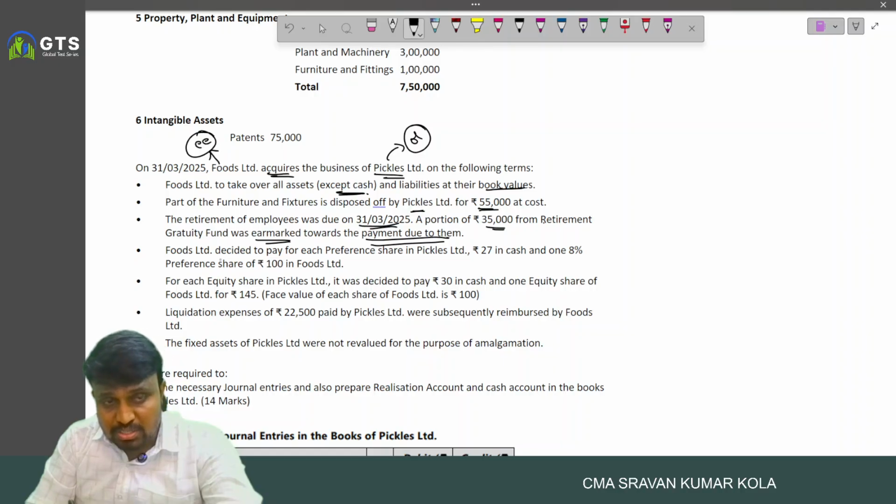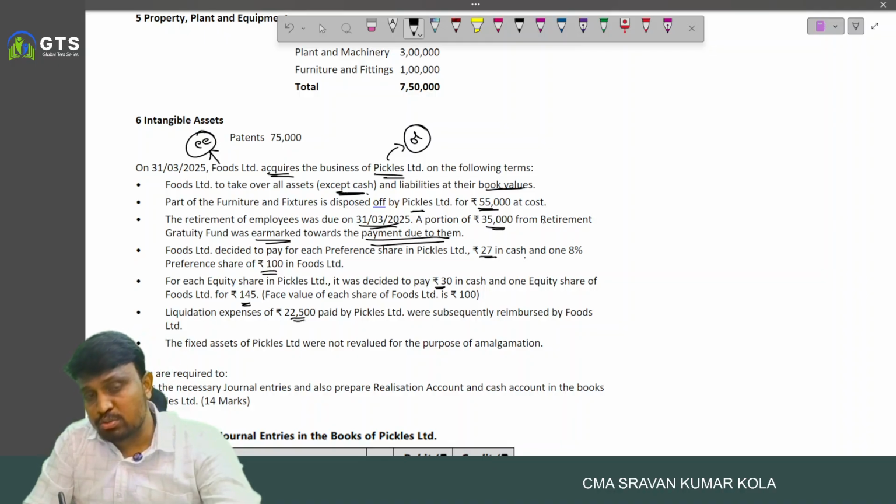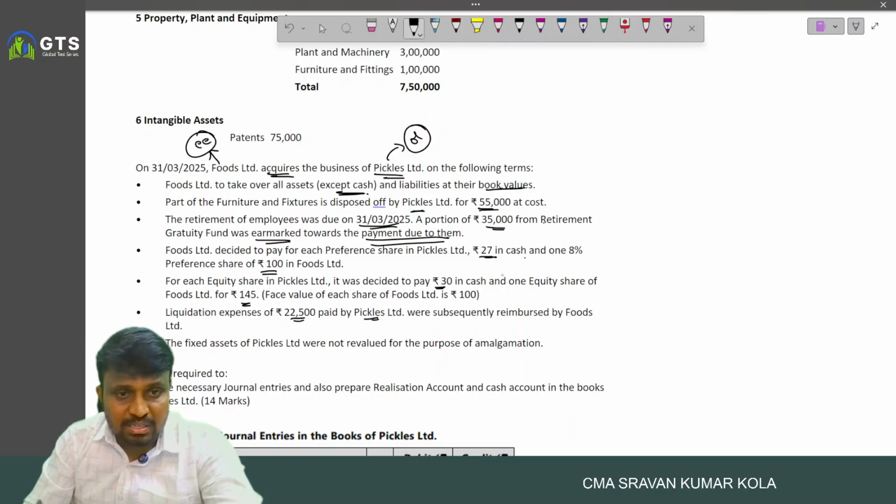Food Limited decided to pay each preference share in Pickle Limited 27 in cash and 8% preference shares of 100 each in Food Limited. And for each equity share in Pickle Limited, it was decided to pay 30 in cash and one equity share of Food Limited at 145 each. Liquidation expenses of 22,500 paid by Pickle Limited were subsequently reimbursed by Food Limited. And fixed assets of Pickle Limited were not revalued for the purpose of amalgamation.